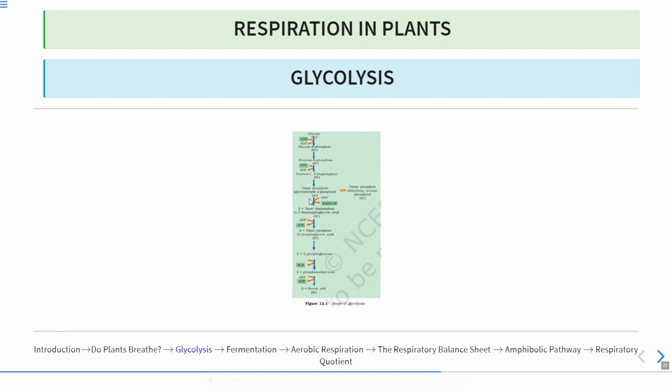Now this fructose 1,6-bisphosphate is converted to triose phosphate, called glyceraldehyde 3-phosphate. Here also there is a requirement of an enzyme, called aldolase. So two triose phosphates are synthesized. One is glyceraldehyde 3-phosphate, another is dihydroxyacetone phosphate. Now this dihydroxyacetone phosphate also gets converted to glyceraldehyde 3-phosphate. So we can say that we have two glyceraldehyde 3-phosphate, right?